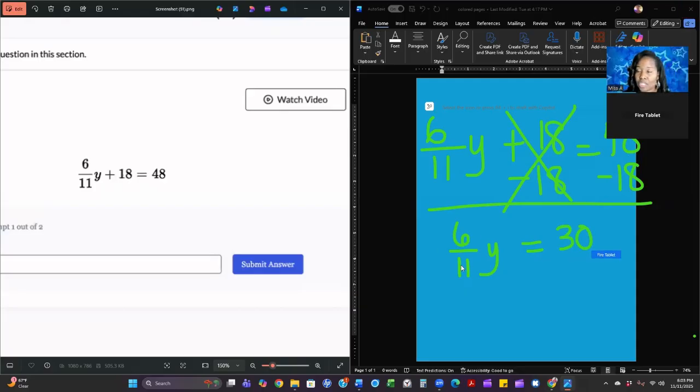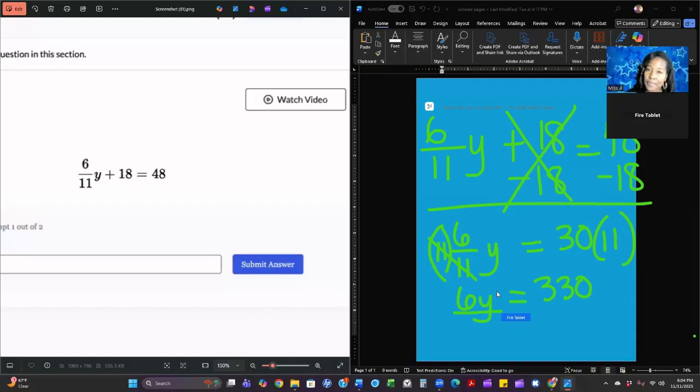Now, this fraction, the first thing I want to do is get rid of the denominator. A fraction just means 6 divided by 11. So I'm going to undo that dividing by 11 and multiply by 11 on both sides of my equation. The 11s are going to cancel, leaving me just with 6y. And then 30 times 11, what is that going to be, y'all? 330.